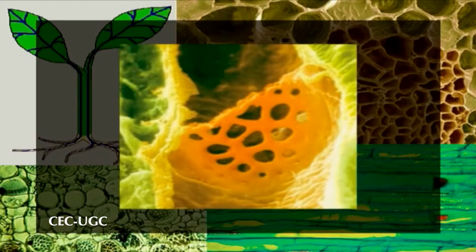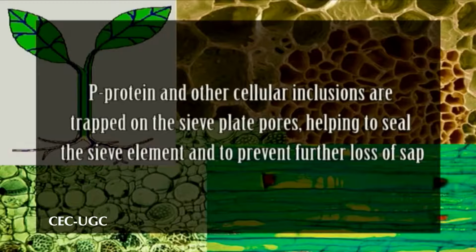Sieve tubes are under very high internal turgor pressure, and the sieve elements in a sieve tube are connected through open sieve plate pores. When a sieve tube is cut or punctured, the release of pressure causes the content of a sieve element to surge towards the cut end, from which the plant could lose much sugar-rich phloem sap if there is no sealing mechanism. When surging occurs, however, P protein and other cellular inclusions are trapped on the sieve plate pores, helping to seal the sieve element and prevent further loss of sap.